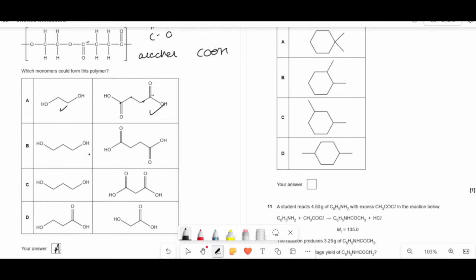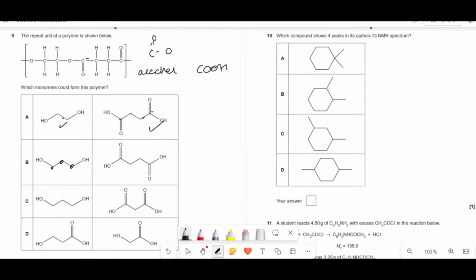But if we have a look at the others, 1, 2, 3, that's got 2 carbons, so you're immediately wrong. 1, 2, 3, that's again wrong. Here, 1, 2, 3, and it's a carboxylic acid with an OH on the other end, which is incorrect as well. This is going to be 1, 2, 3, 4. That could be feasible. This one's going to be 1, 2, 3, that's not right, and then 1, 2, that's out as well. And also there's an alcohol and a carboxylic acid group.